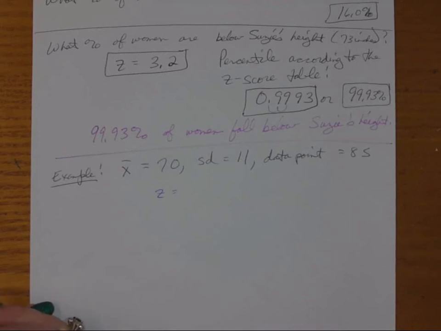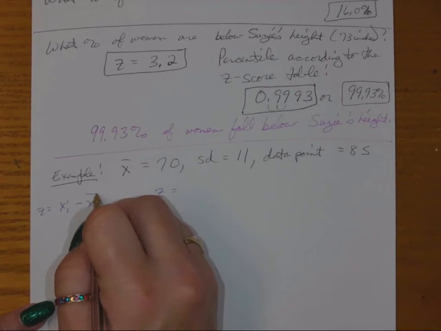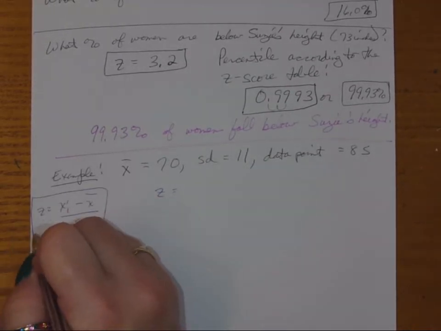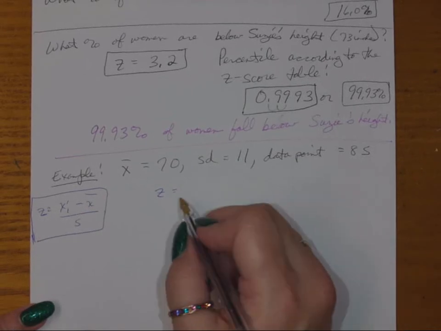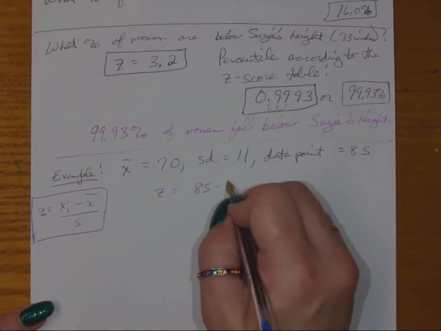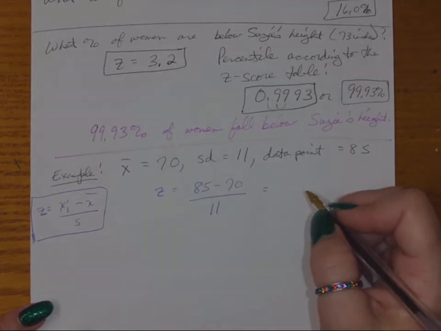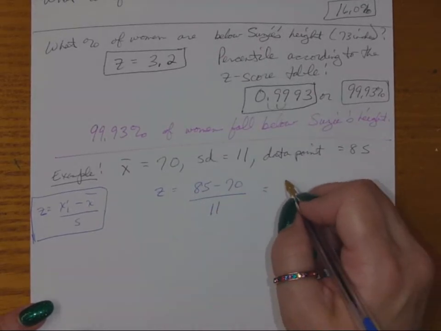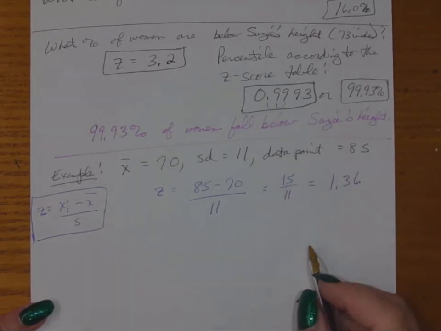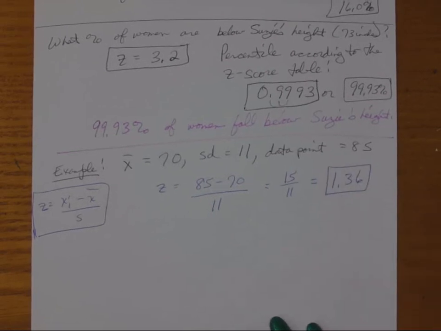So go find your z-score formula: z equals x sub i minus x bar over s. That's your data z-score formula. You'll memorize it pretty quickly once you use it 10 or so times on a homework. Data point minus the average, divided by the standard deviation. Do that math. That's 15 over 11, 1.36.